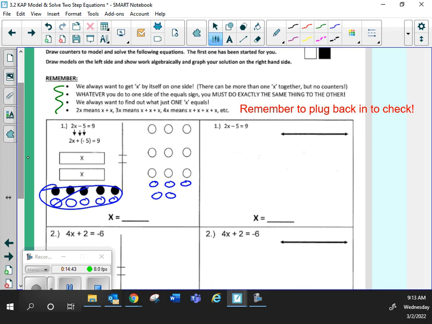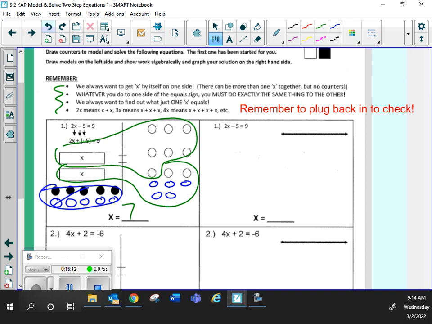7. Okay, so I could say 7 of these counters goes with this x. This one's going to get, I did too much. You know what I mean? Circle above 7. Okay. That one gets 7. Okay, did they have equal amounts? Class, do they have equal amounts? Yes, x is going to equal 7.